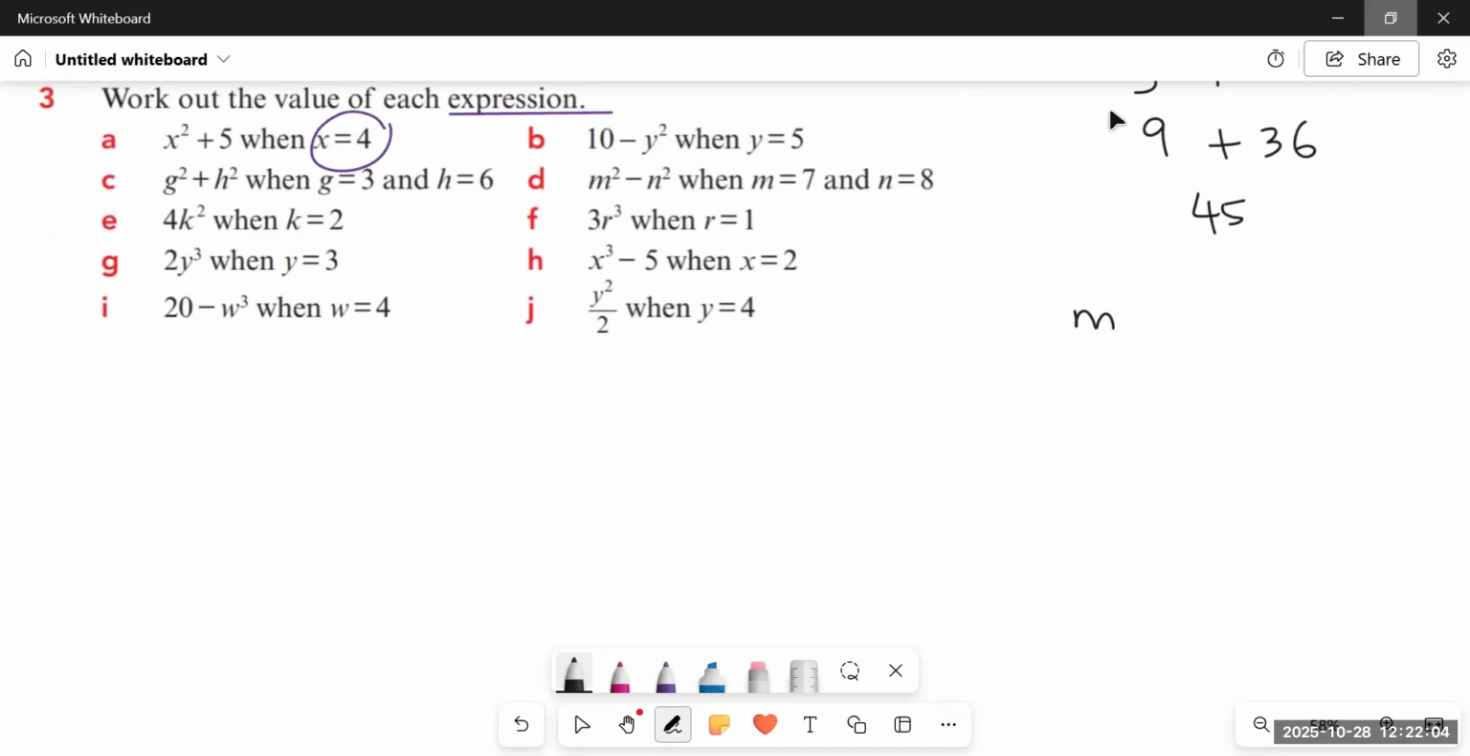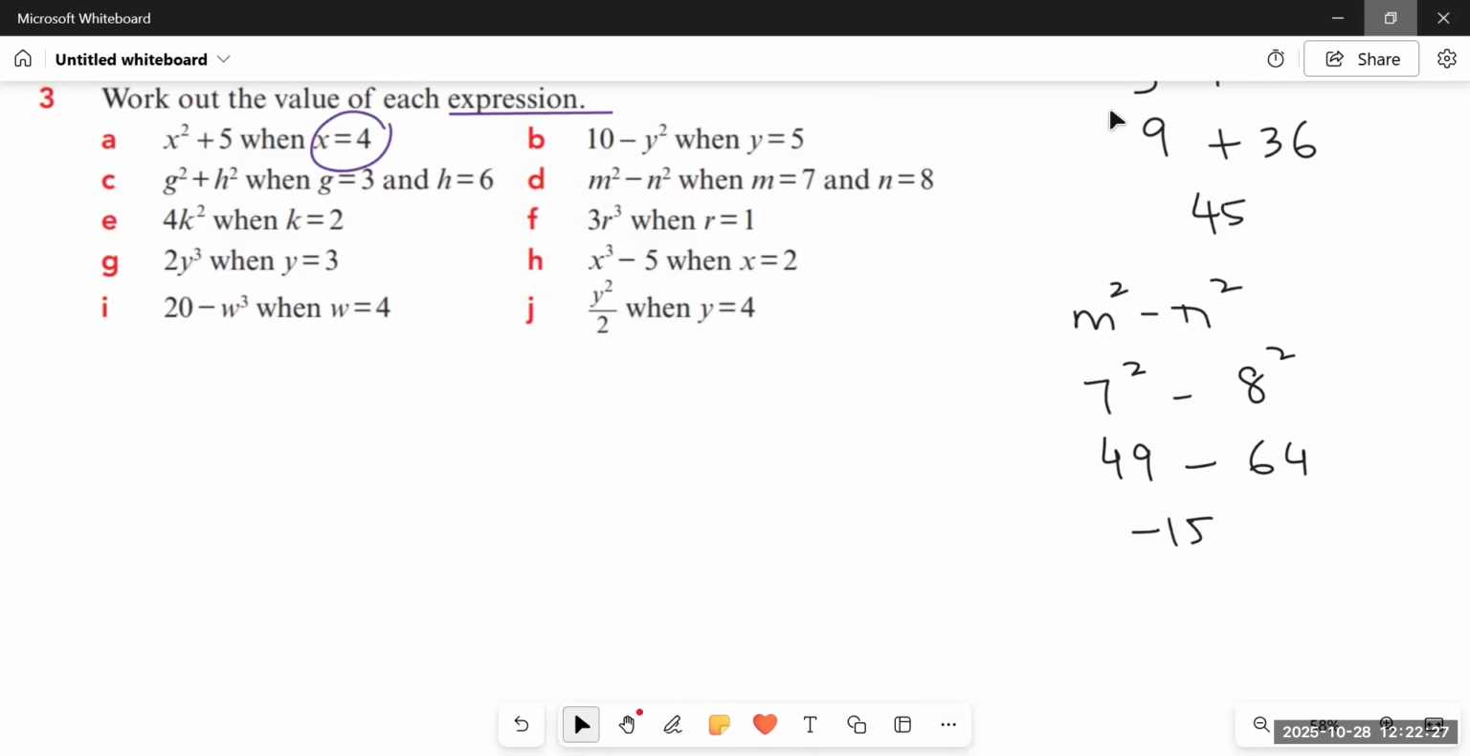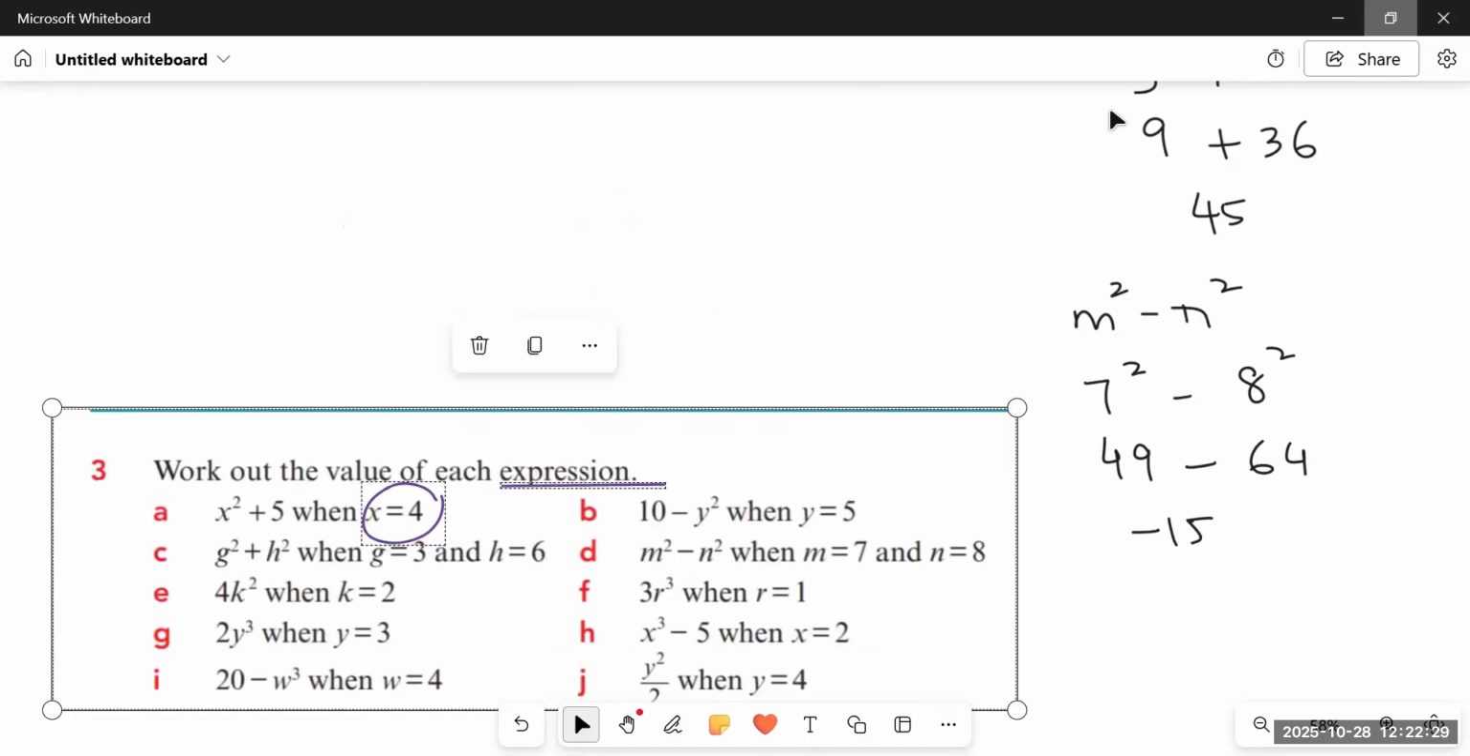M square minus n square. M is given as 7. 7 square is 49. Then we have a minus sign. N square, 8 square. 8 square is 64. 8 8s are 64. And when you subtract 64 from 49, the answer is, I guess, 15. So it will be minus 15 because the smaller number is positive and the greater one is negative. So it's not supposed to be a positive answer.